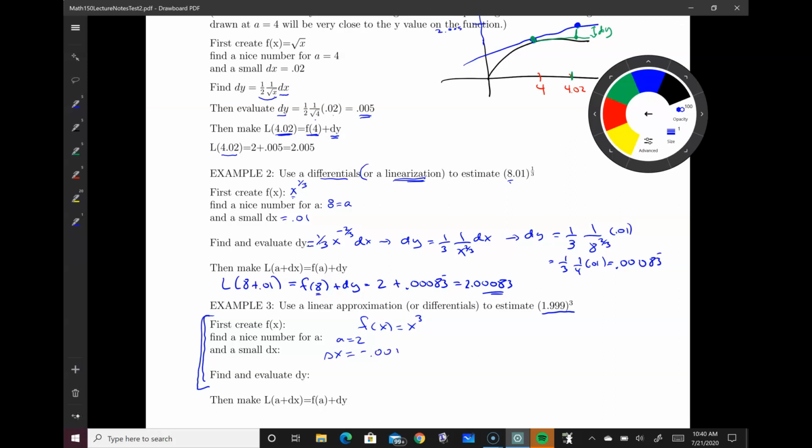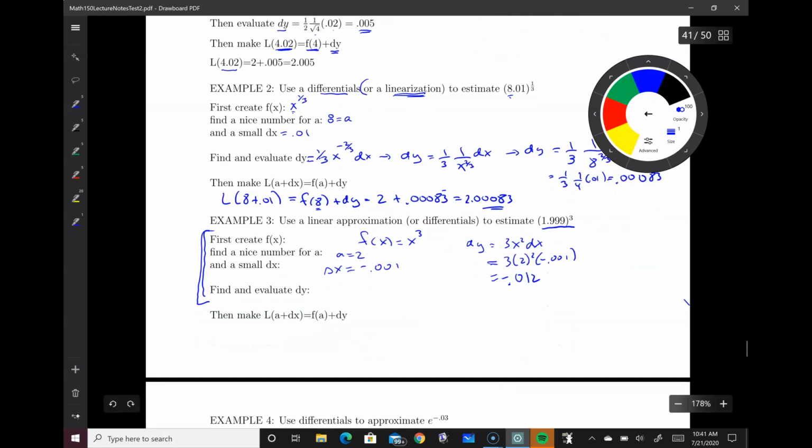All right, so let's go find our dy. So our dy is the derivative, so 3x squared dx. So 3 times 2 squared times negative 0.001. So that gives me dy equaling negative 0.012. All right, so that's my dy.